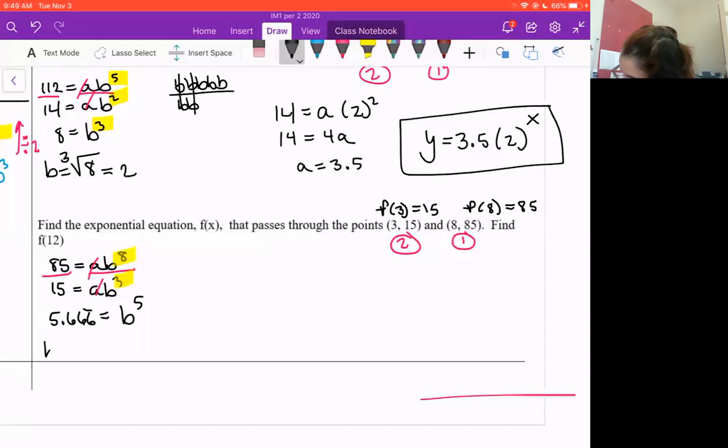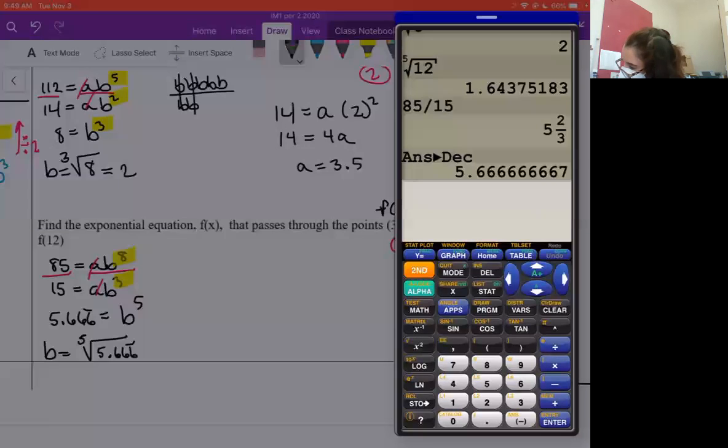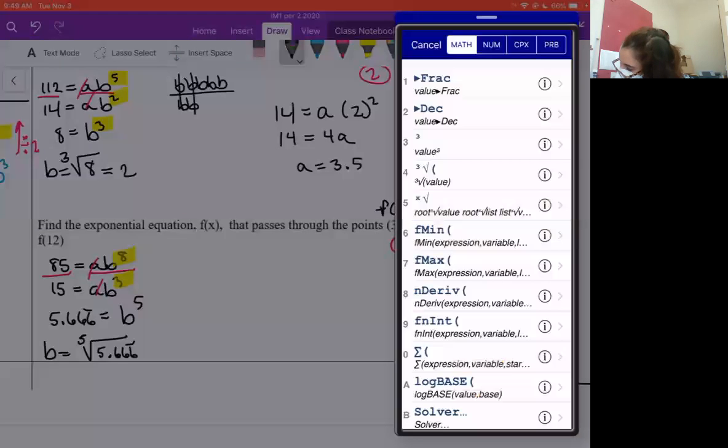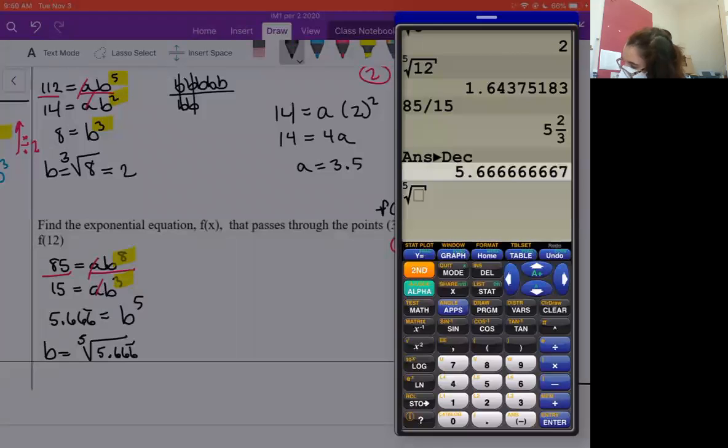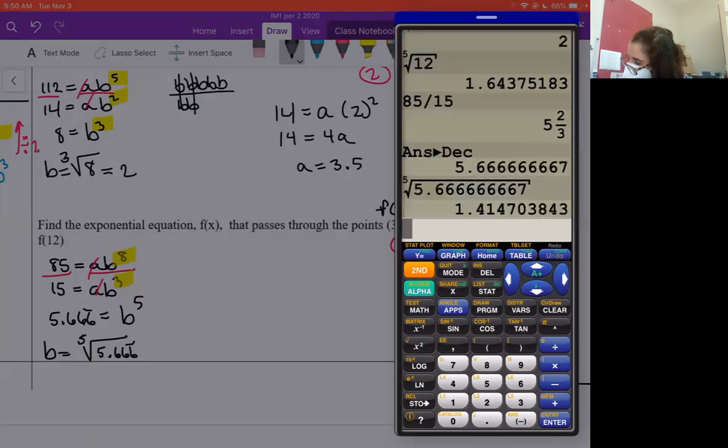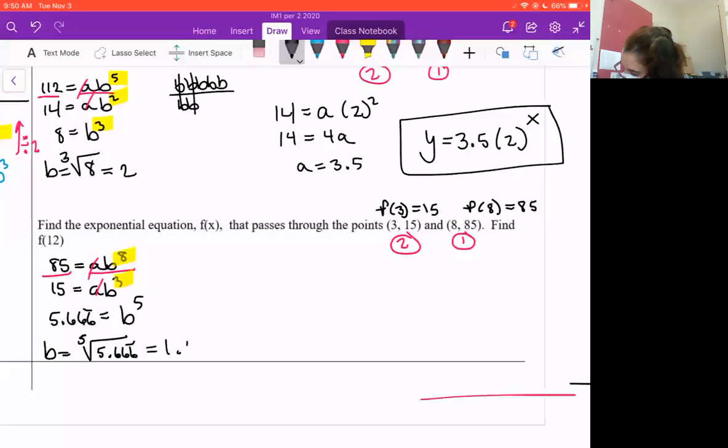Okay, B is going to be the 5th root of 5.66 repeating. So let me do that. 5 math root. Grab that number. I'm going to take the 5th root of that. That's 1.4147, we'll say 0, 4.